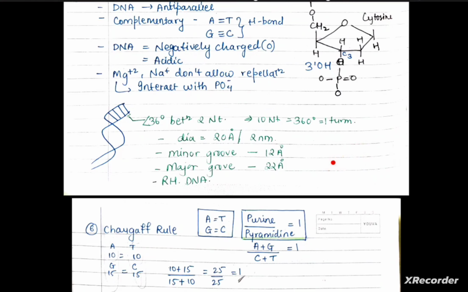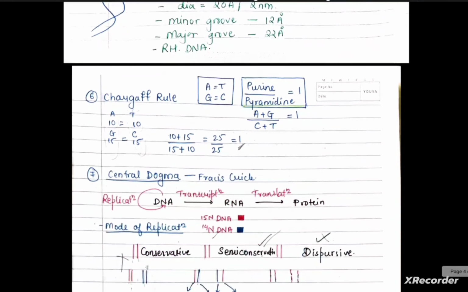Sorry, angstrom is minus 10 here, and in the case of nanometer we have minus 9, right? These terms are important. You can convert it to 20 angstrom, or in the case of nanometer you will write 2 nanometer, which is the diameter. Next is Chargaff's rule.